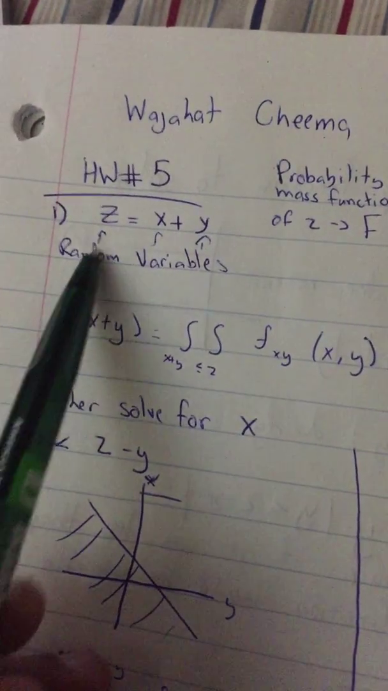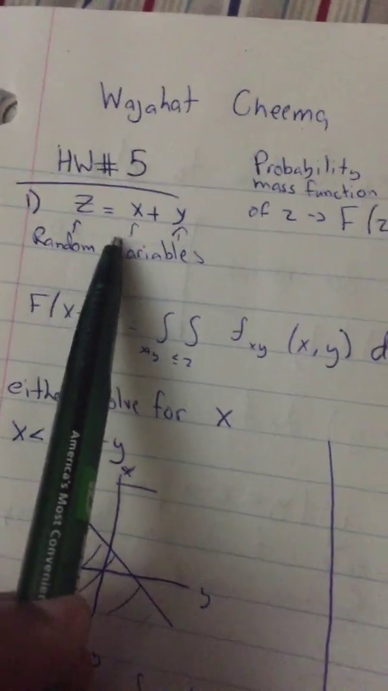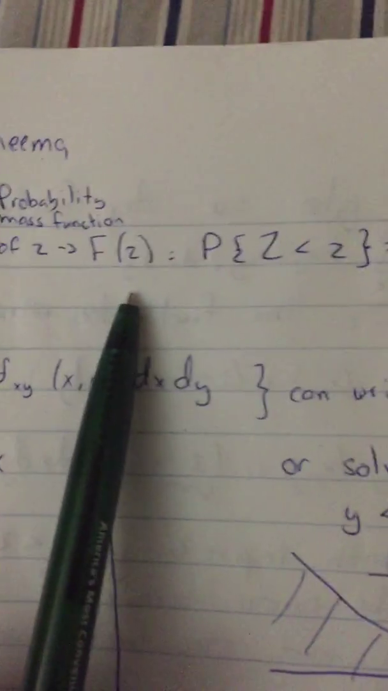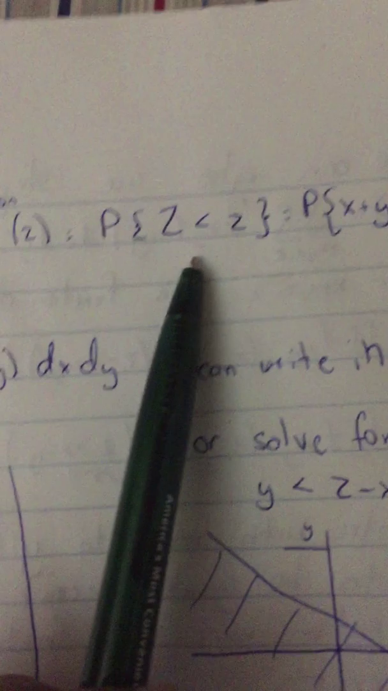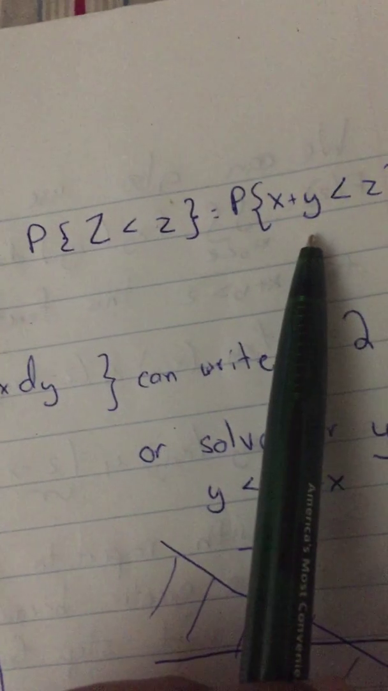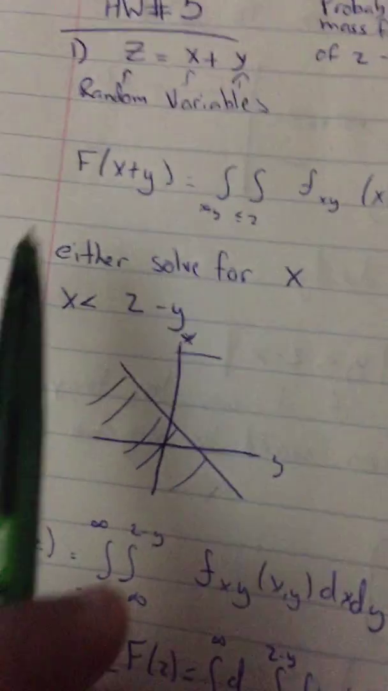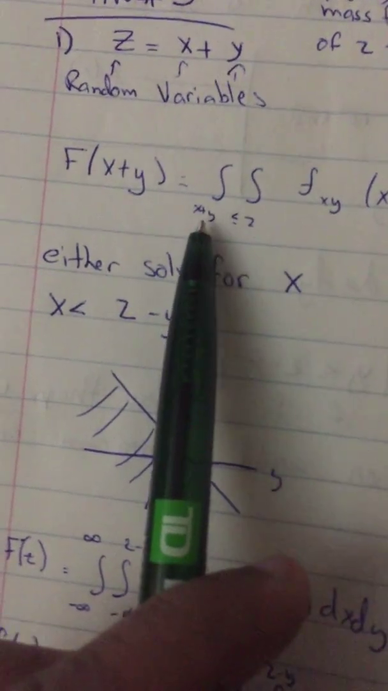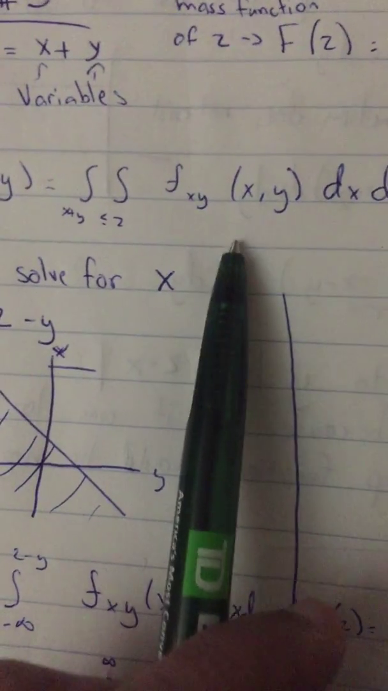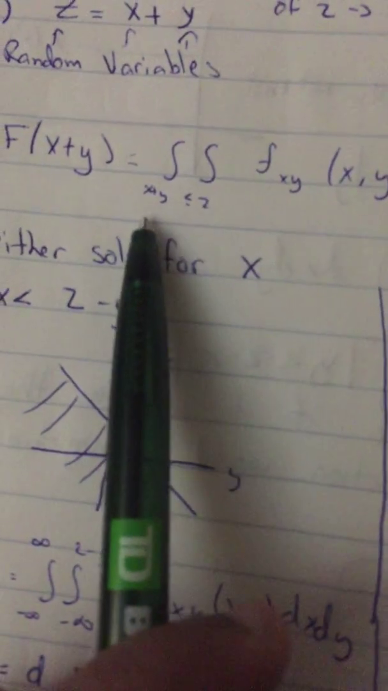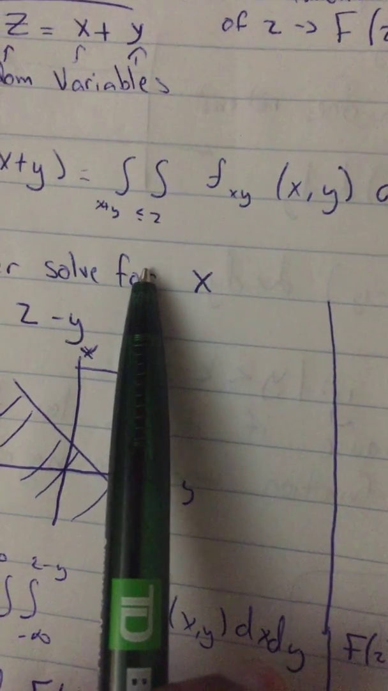Okay, so we're given a random variable Z, which is equal to the sum of the random variables X plus Y. So we see that the probability mass function of Z is F of z equals probability of Z less than z equals probability of X plus Y. We're just swapping it out, is less than z. Similarly, we can write that mass function as F of X plus Y equals the integral of small f_XY(x,y) dx dy, and the limit will be x plus y less than or equal to z.